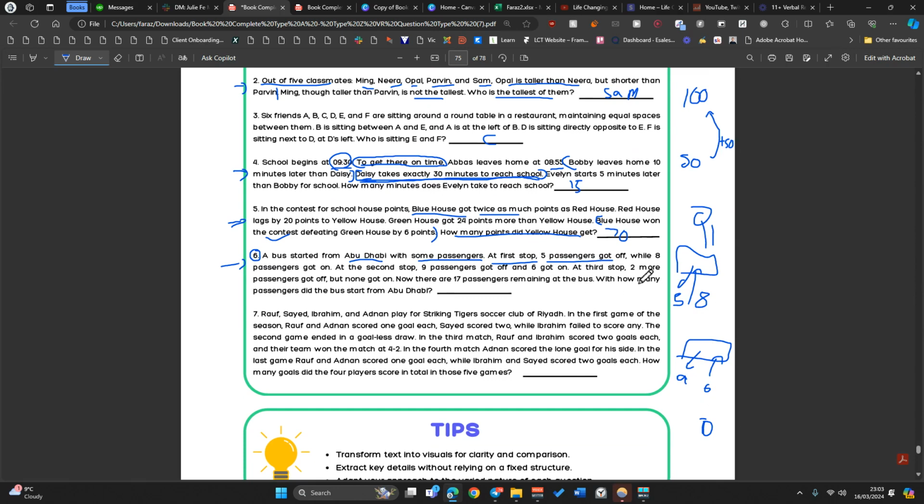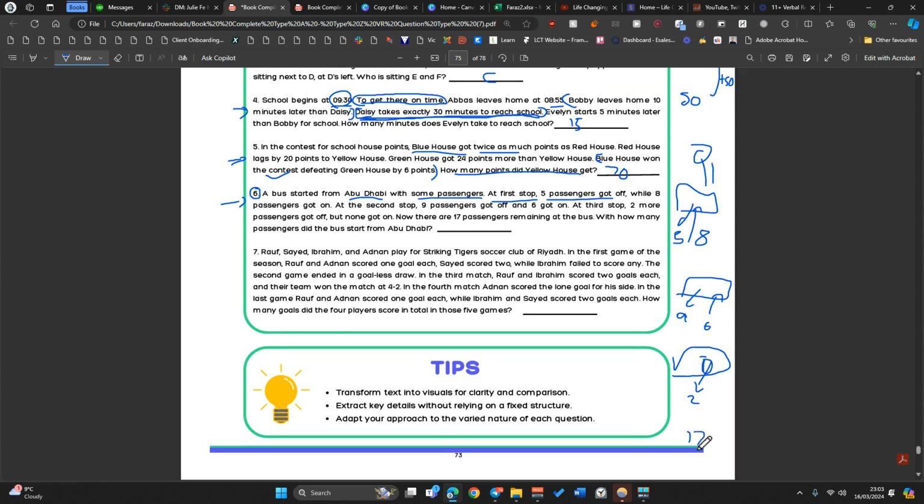At the third stop, 2 more passengers got off, but none got on. Okay, so 2 get off on this bus. Now there are 17 passengers remaining. With how many passengers did the bus start with, basically?